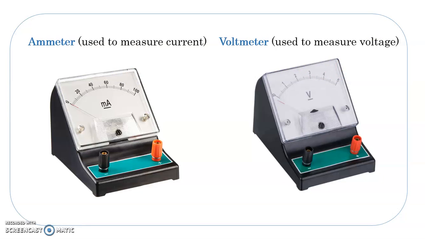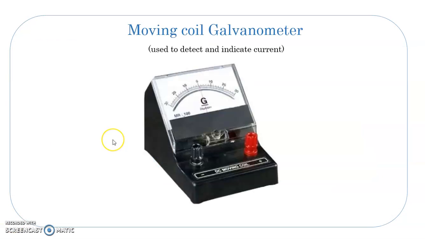A current in a circuit or a voltage in a circuit can be measured in terms of torque exerted by an external magnetic field on a current carrying coil. Analog ammeters and voltmeters work on this principle. A galvanometer is an electromechanical instrument used for detecting and indicating electric current. Let us study in detail about this moving coil galvanometer.